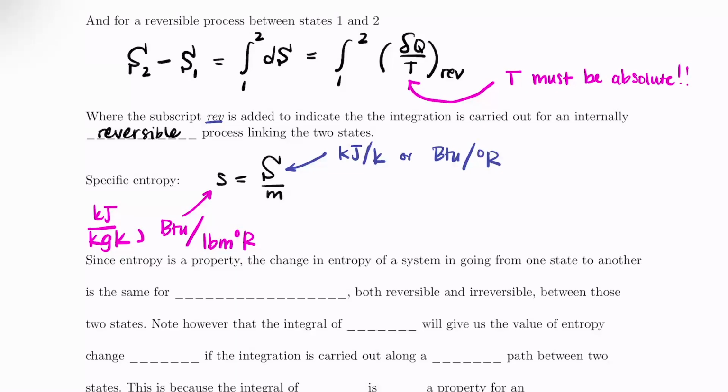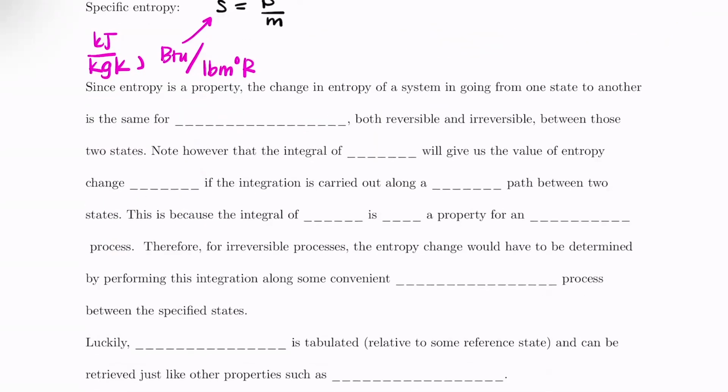Okay, so far so good? Okay, so since entropy is a property, the change in entropy of a system in going from one state to another is the same for all processes, both reversible and irreversible, between those two states.